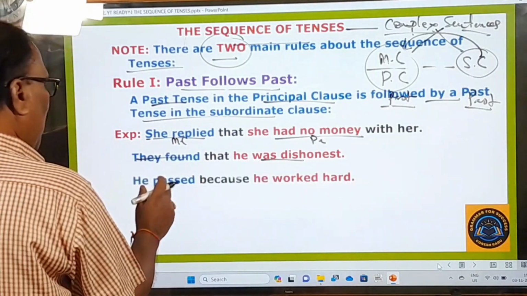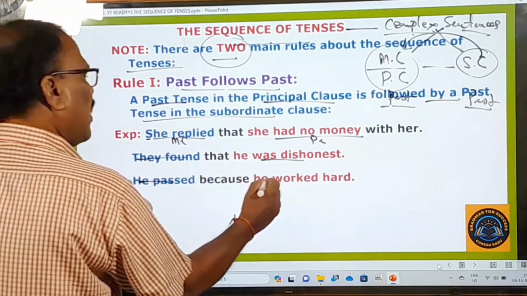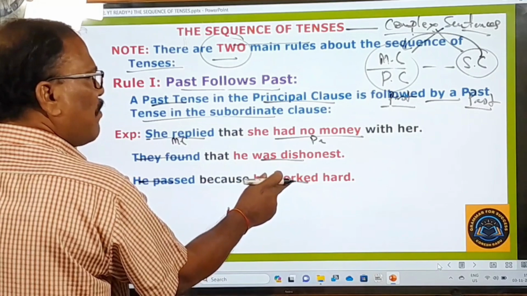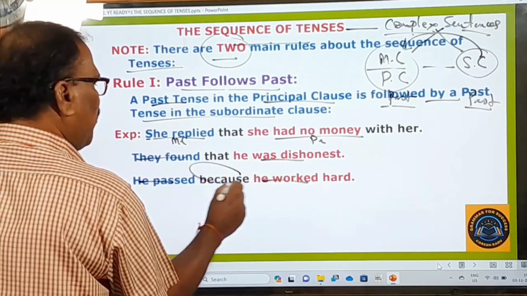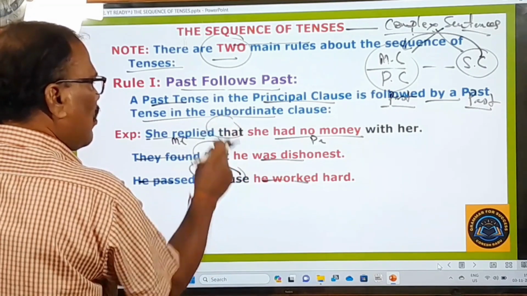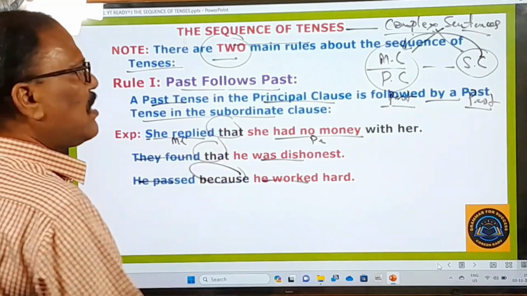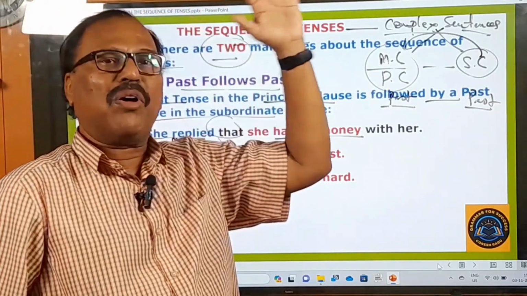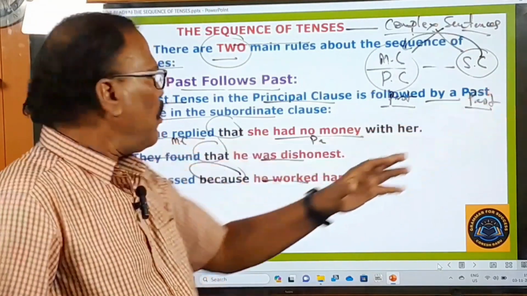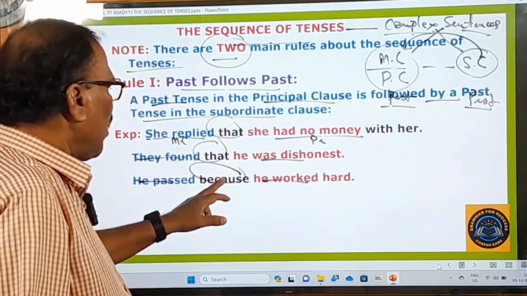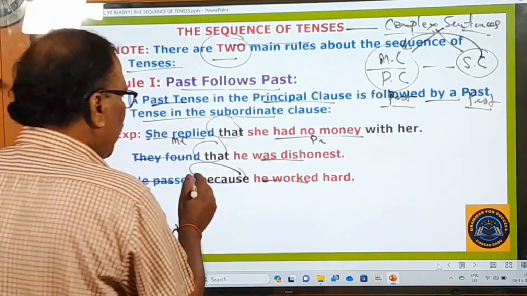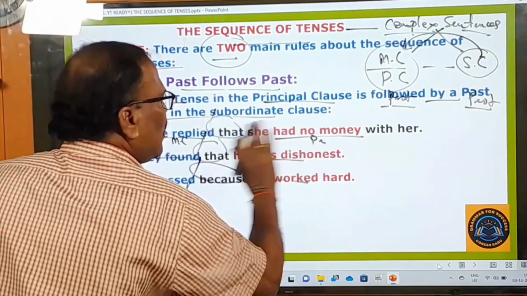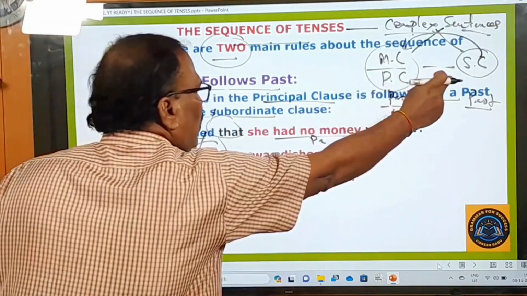So in this example, he passed, past tense. Yes, he worked hard. This is the subordinate clause because it is beginning with that. These are all conjunctions. Subordinate clauses are formed with what? Subordinating conjunctions. Okay, so that is a subordinating conjunction. Because is also a subordinating conjunction. So therefore, these clauses are called subordinate clauses.